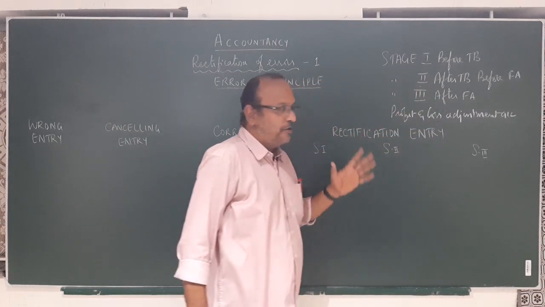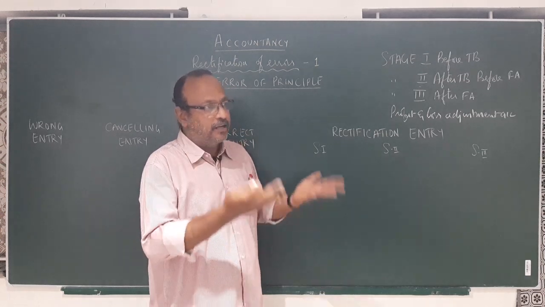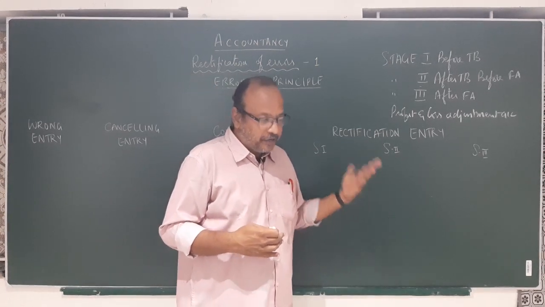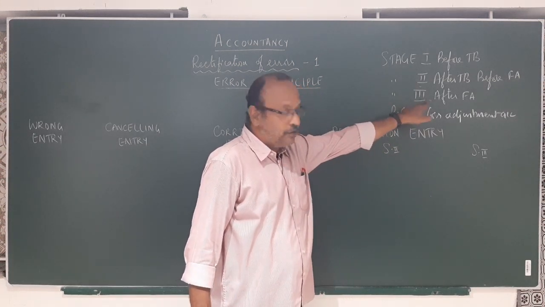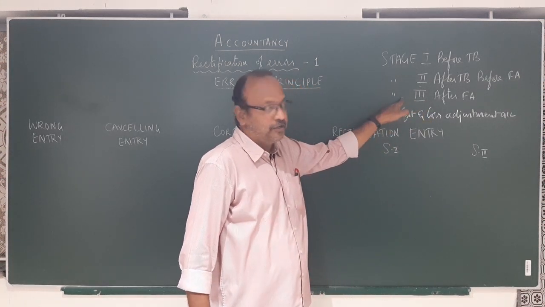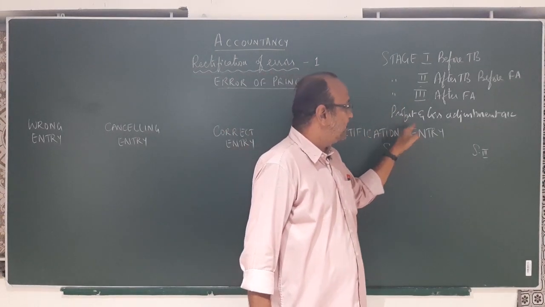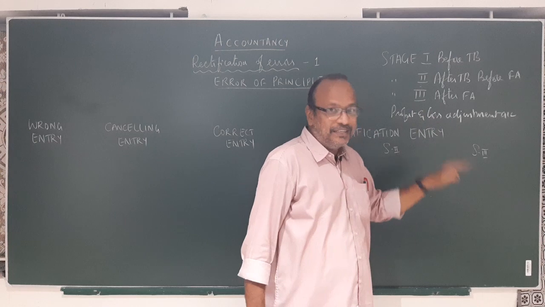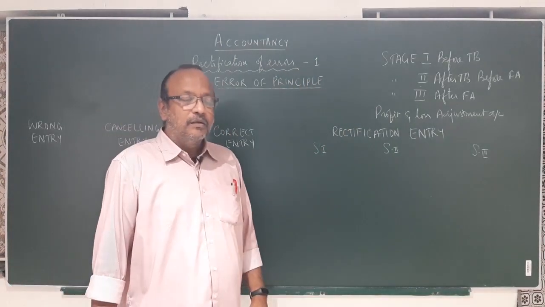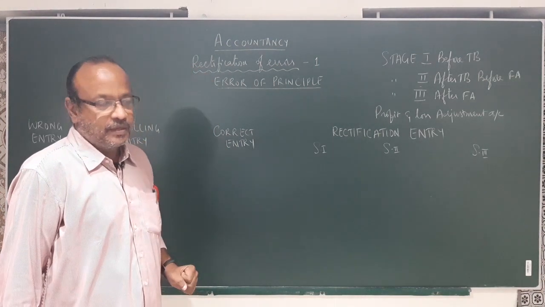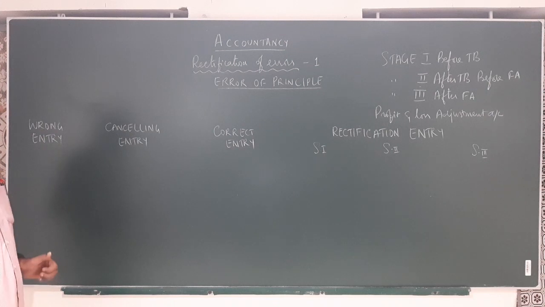Right? All real and personal accounts will remain unaffected. We will be debiting or crediting that real or personal account for rectification. But in the subsequent period, in the third stage, if we are trying to rectify an error, we will be rectifying it using profit and loss adjustment account in case of all nominal accounts. This error of principle, we will be rectifying it in 4 ways.